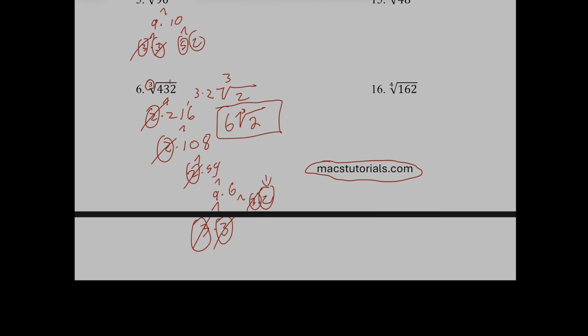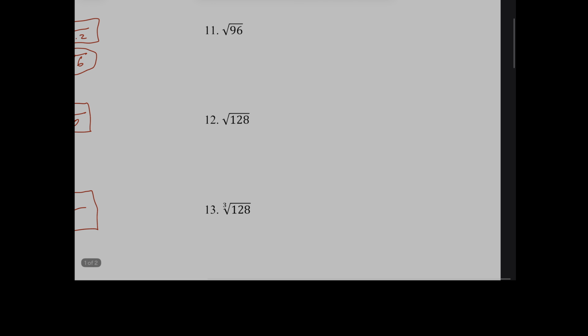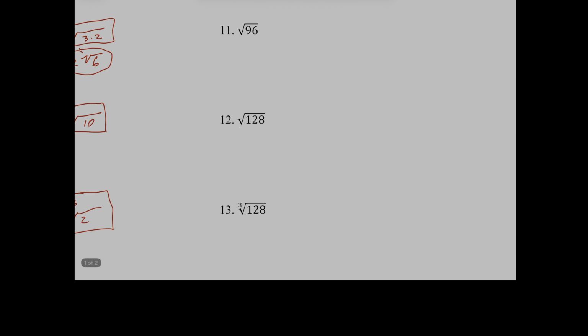Okay, let's go on to the next one over here. So I'm going to have square root of 96, okay? So let's break that down. I'm going to do 3 times. 3 goes into 9 3 times. 3 goes into 6 2 times. I'm going to break 32 down into 8 times 4. I can break 4 down into 2 times 2. I can break 8 down.